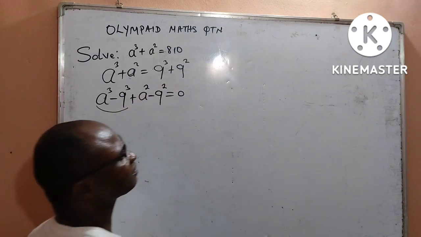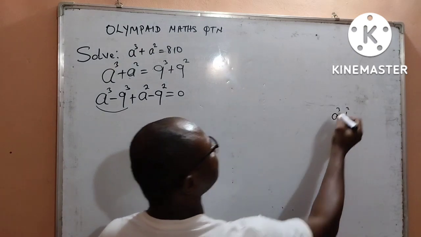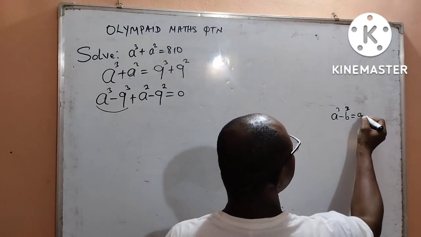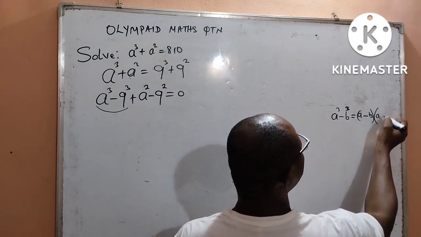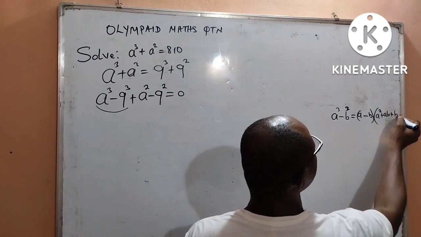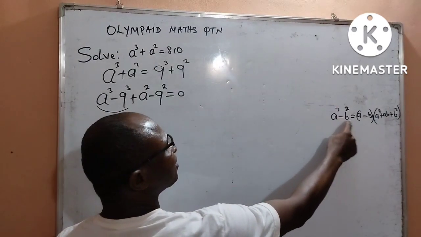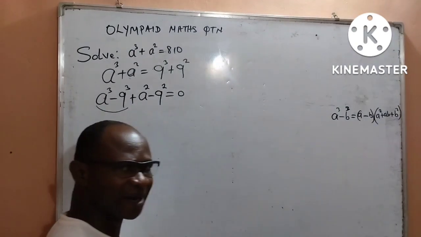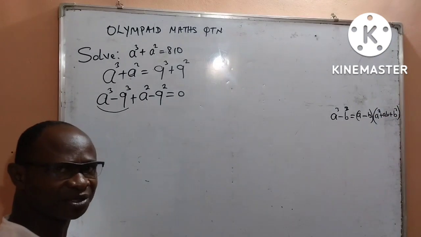See this expression here. If I give you a raised to power 3 minus b raised to power 3, it is equal to a minus b into a squared plus ab plus b squared. Just take a look at it. a to power 3 minus b to power 3 is the same thing as a minus b in the bracket, into the bracket a raised to power 2 plus ab plus b raised to power 2.